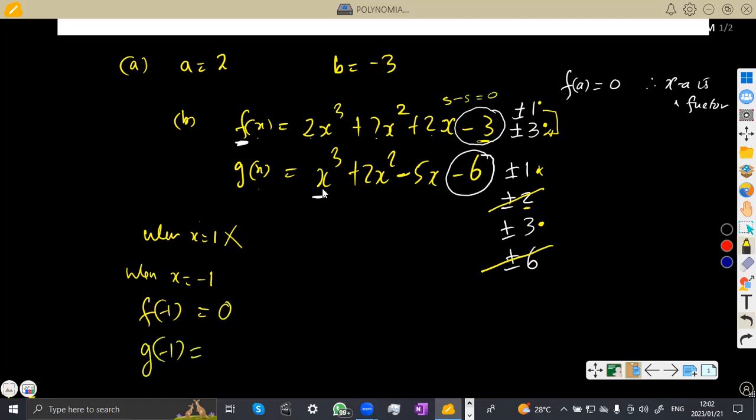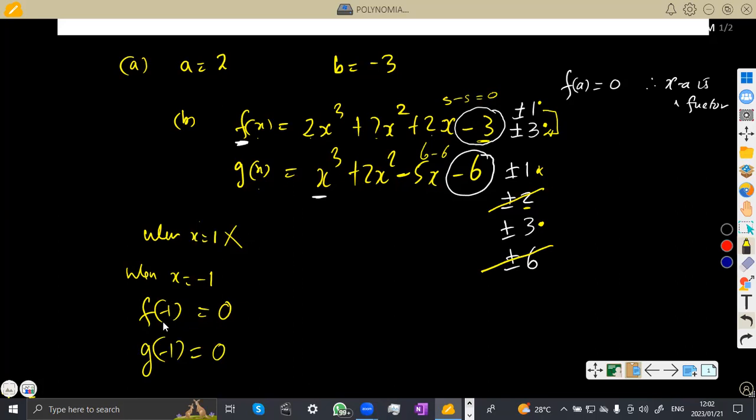g of minus 1, we do the same. This is minus 1 plus 2, which is 1. Then 1 plus 5, both of these are going to be positive, so this is going to be 6. Then 6 minus 6, that's a 0. So this gives us a 0. You can just substitute on your calculator, guys. It's fine, but you can actually see it by sight.